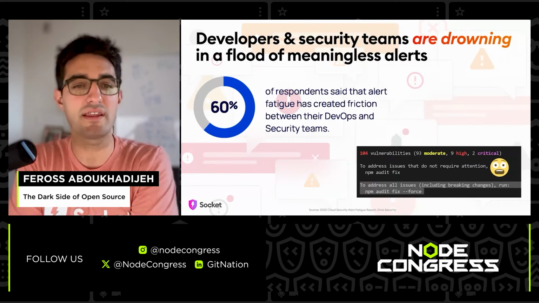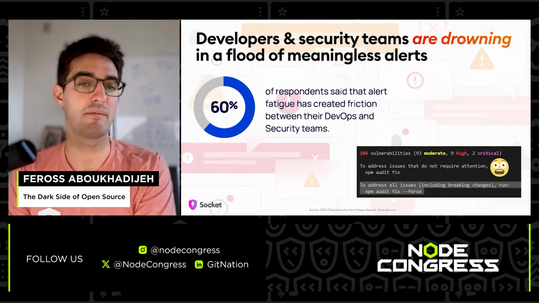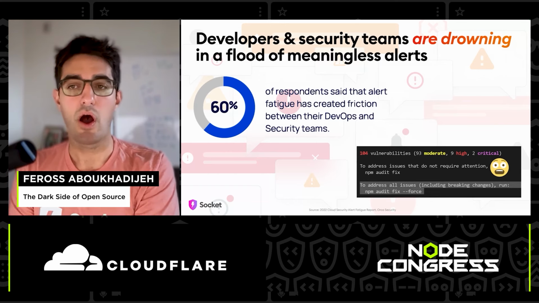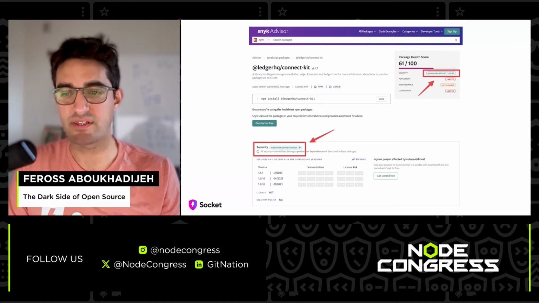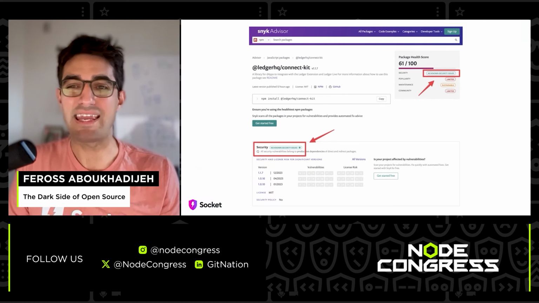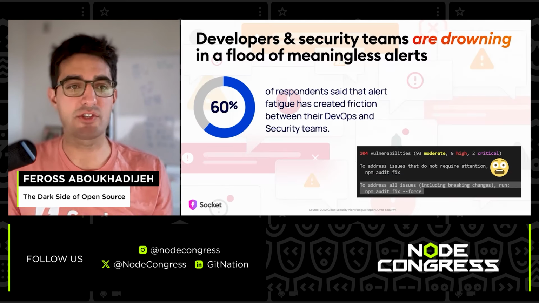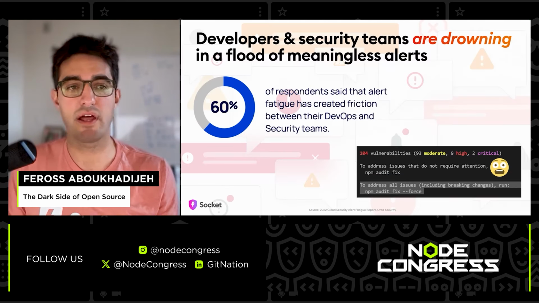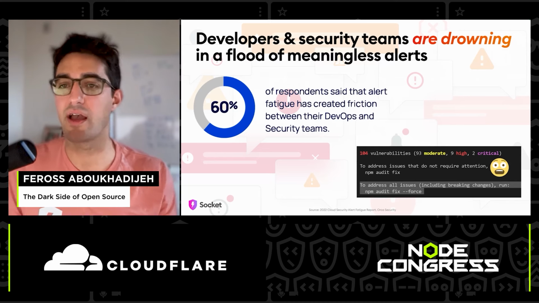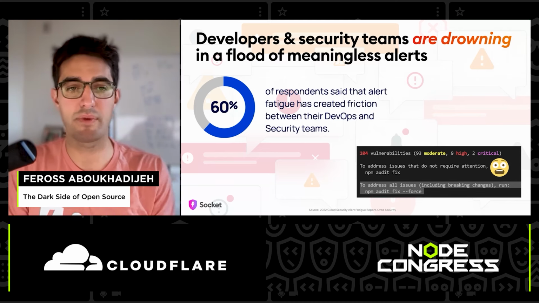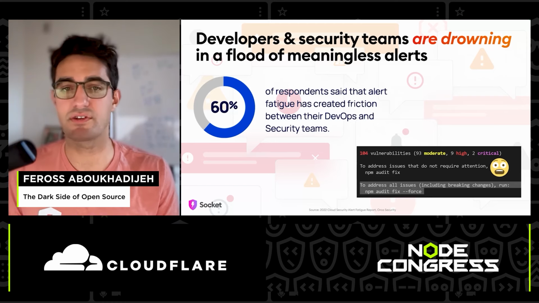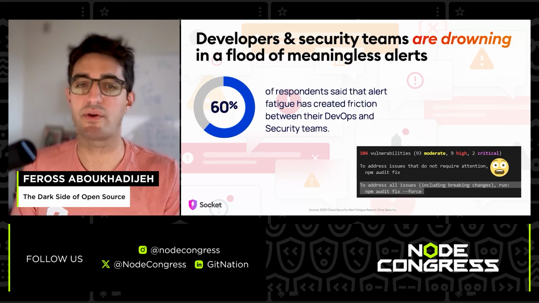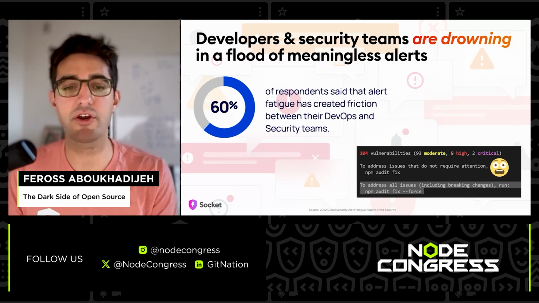And unfortunately, I find this so frustrating because on the one hand, our tools are literally not detecting the attacks that we actually care about, the attacks that are affecting the ecosystem, and yet despite that, they also are drowning us in alerts. I mean, they're flooding us with meaningless alerts all the time. 60% of people have said that the number of alerts, so alert fatigue is what it's called, has created friction between their developer teams and their security teams.